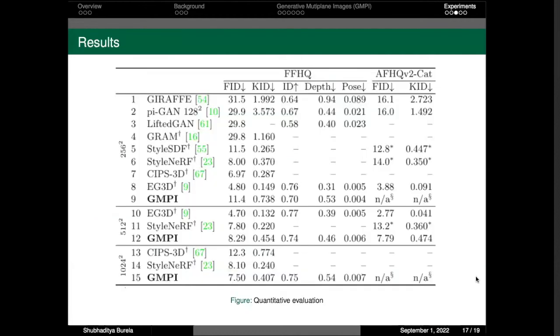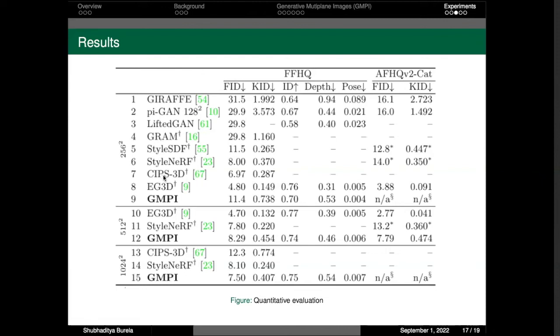Now let us go to the results. The first result is the quantitative evaluation results. They have considered basically 3 data sets, but here they have mentioned only the results for 2 data sets. First of all, I should mention that GMPI is significantly faster, which they have also pointed out in their paper, than other models. It is able to be trained in a matter of 3 to 10 hours, whereas other state-of-the-art models like Giraffe, PiGAN or Lifted GAN may take up to 2 to 3 days for training.